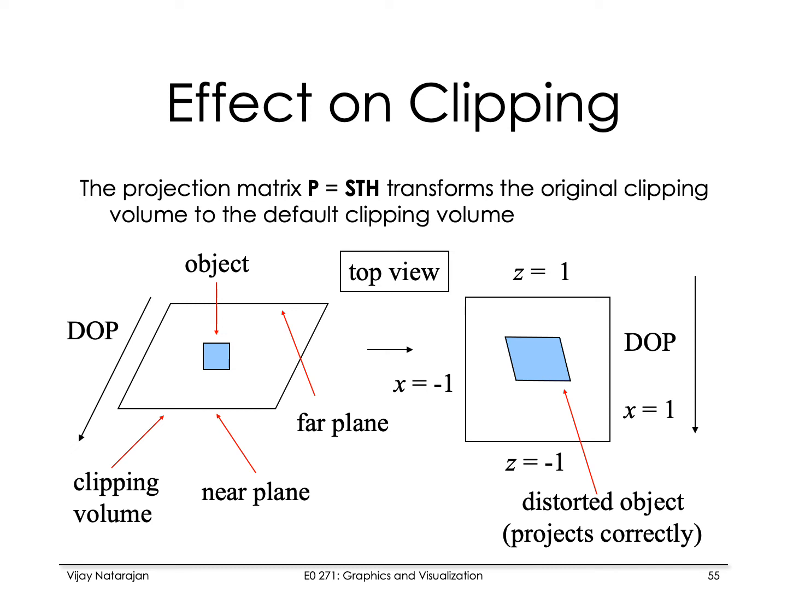So what is the effect of normalization on clipping? Clipping can now be performed with respect to the standard view volume, x equal to plus or minus 1, y equal to plus or minus 1, z equal to plus or minus 1. This is very easy when compared to clipping against arbitrary planes when you have an arbitrary view volume. So that is the benefit.